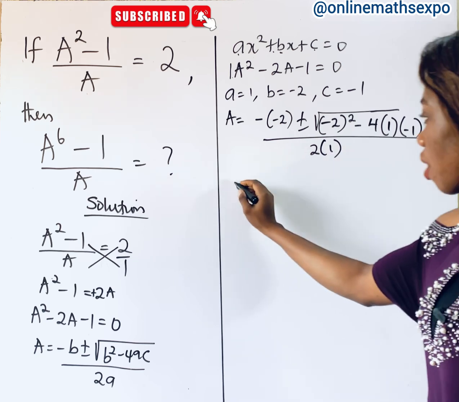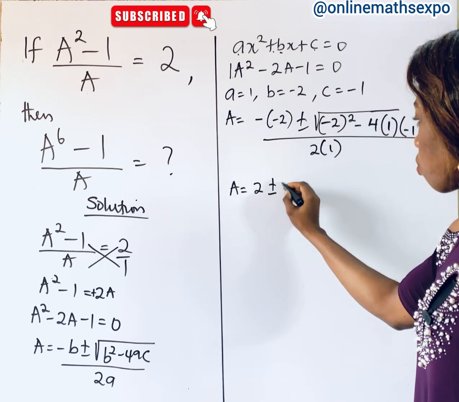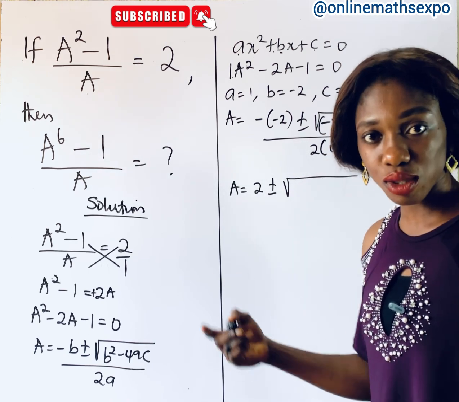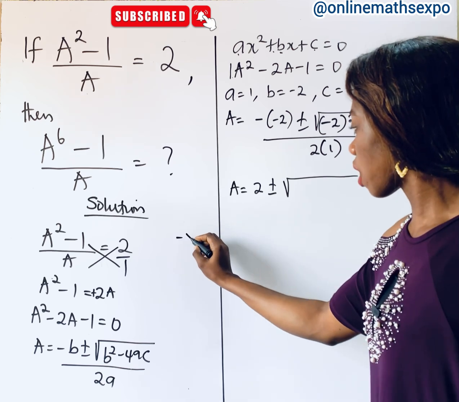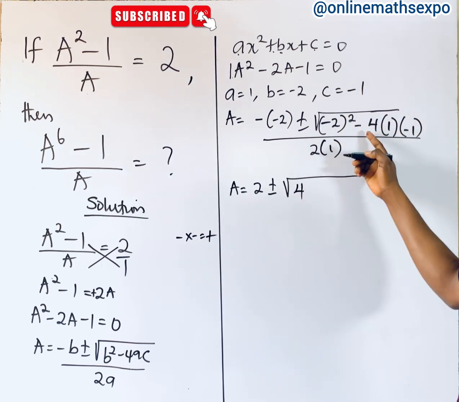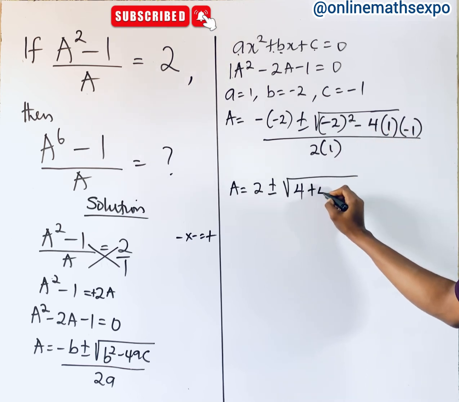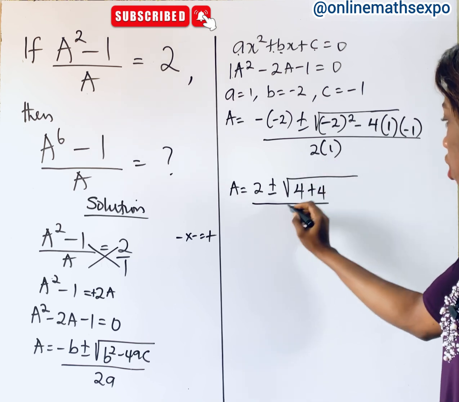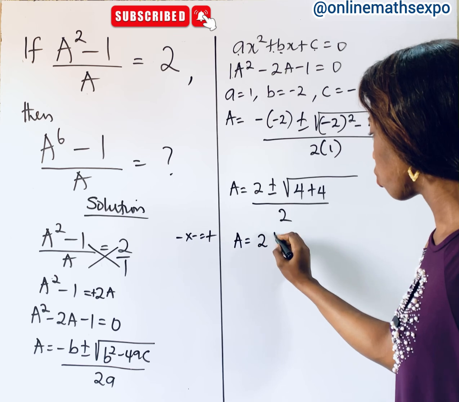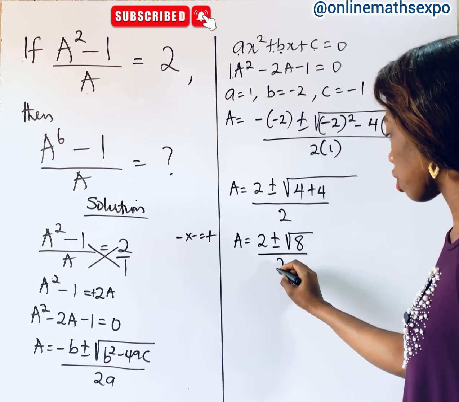So let's simplify. We have a equals, if you multiply this, it gives you positive 2, plus or minus the square root of negative 2 squared, which is negative 2 multiplied 2 times. And when negative multiplies negative, it gives you positive, so we're going to have 4. Then negative 4 multiplies 1 is negative 4, times negative 1 will give us positive 4, all over, multiply this, you have 2. So it means that our a will be 2 plus or minus, add this, you are going to have square root of 8 all over 2.